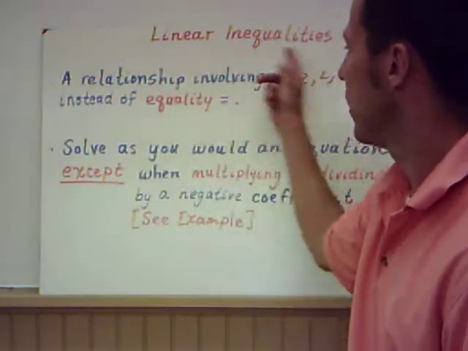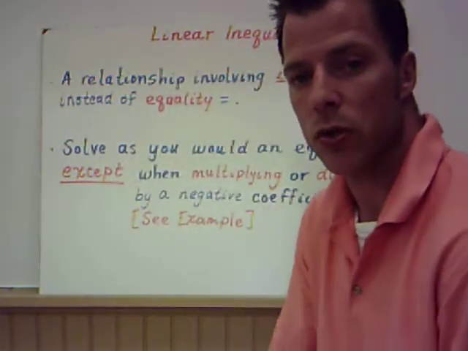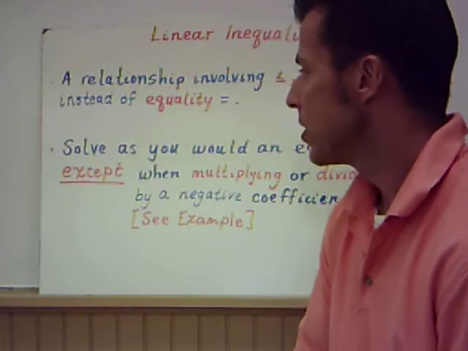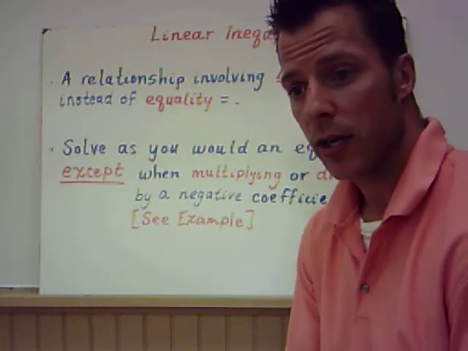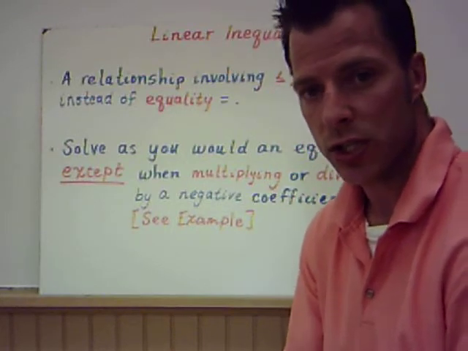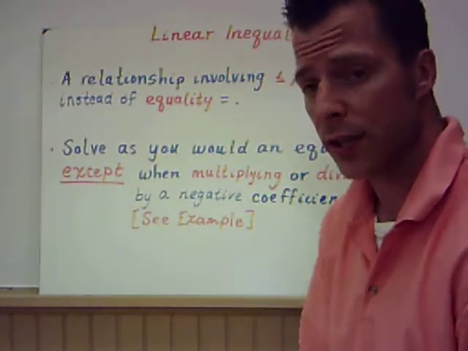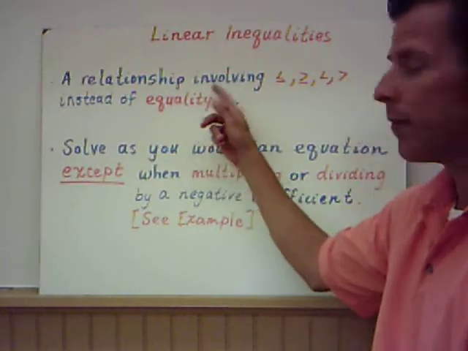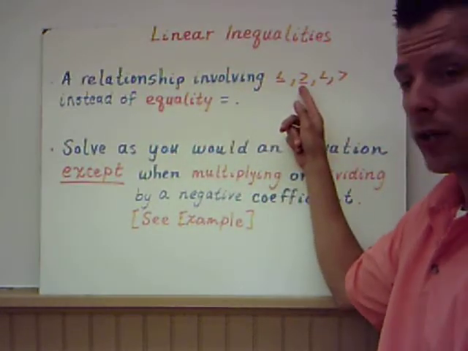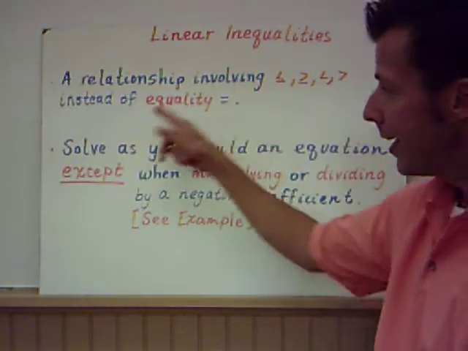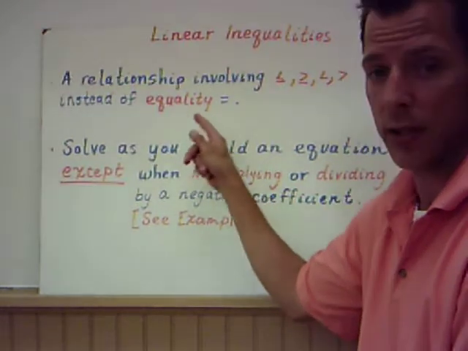Welcome to linear inequalities, and this is going to just be a short review on linear inequalities. Specifically, we're going to talk about examples where the sign changes the inequality sign. So what is a linear inequality? It's just a relationship involving less than or equal to, greater than or equal to, less than or greater than, instead of the equal sign, the equality sign.